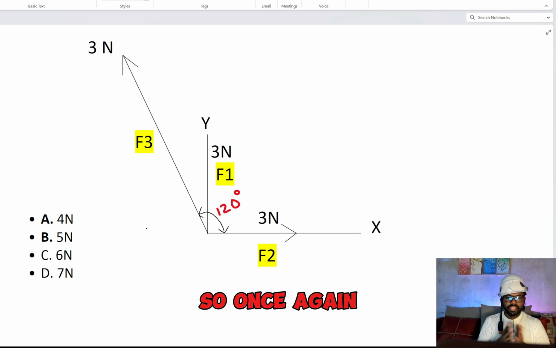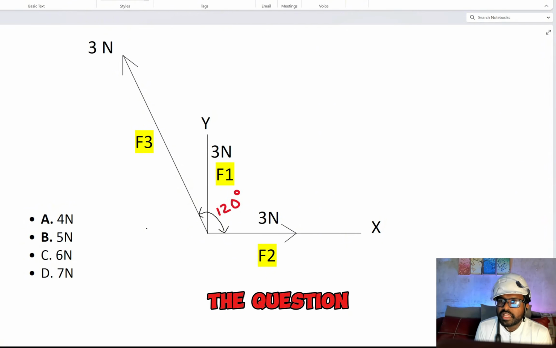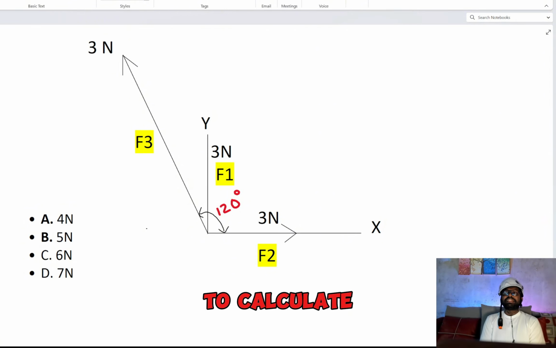So once again, take a look at this diagram. These are the three forces given in the question, and we have to calculate the resultant vector of all these three forces.